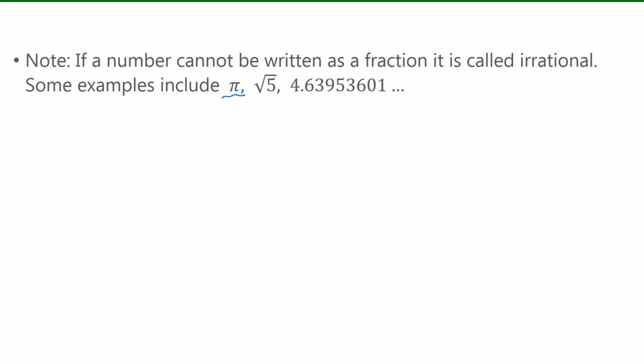And we have a number here in decimal form, 4.6395360 dot dot dot. So the dots mean it continues on, and we don't see any repetition of the numbers either. So it's irrational. So we just learned that rationals can be in many different forms.